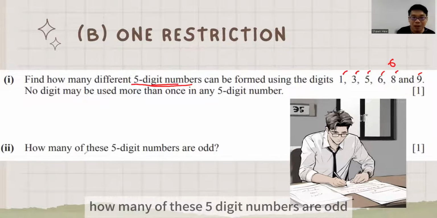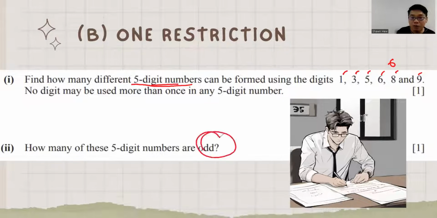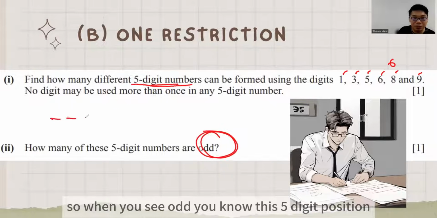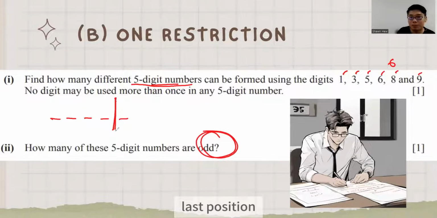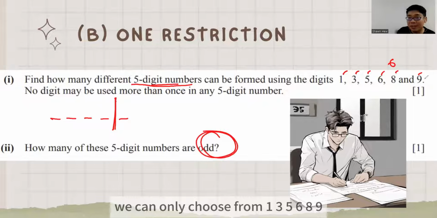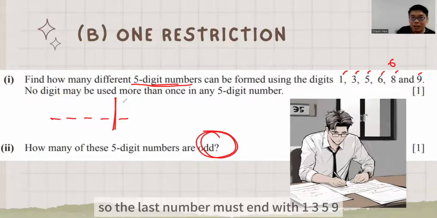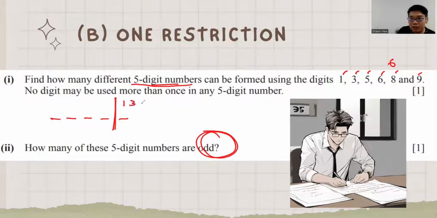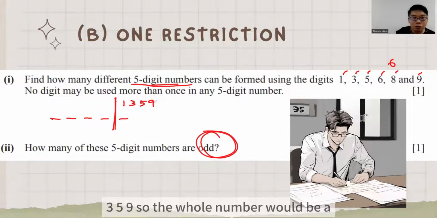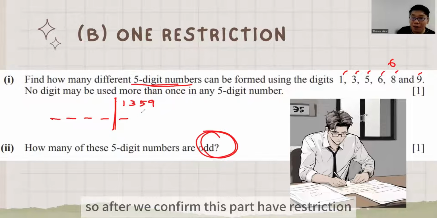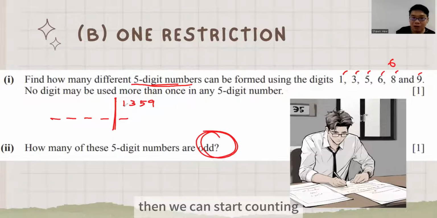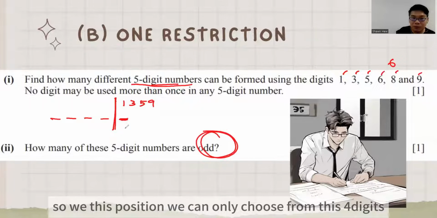So the next question, how many of these 5-digit numbers are odd? When you see odd, which position decides it is odd? Last position, right? Last position, we can only choose from 1, 3, 5, 6, 8, 9. So the last number must end with 1, 3, 5. We don't have 7 here, so we don't put 7, and 9 we can choose from. So if it ends with 1, 3, 5, 9, the whole number would be an odd number. After we confirm this part has restriction, then we can start counting. So this position, we can only choose from these 4 digits. So it's 4P1.